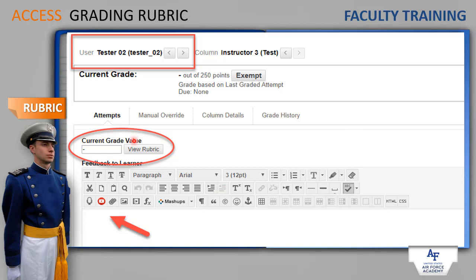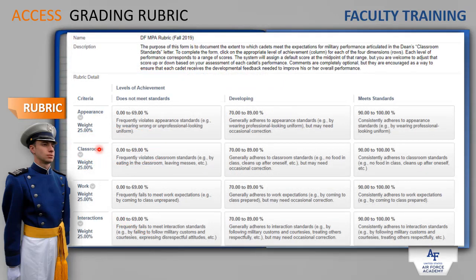And then you have down here the current grade value. Again, you can type the score right in there and override it. It's just the manual override feature, but we want you to click on that rubric and actually view the qualifications there for each of the rating columns. And so we'll go right into that. You can see the definitions that are laid out here.